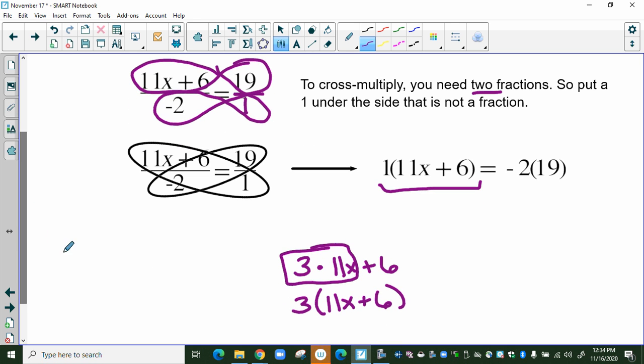I was looking at this problem right here. Let's say that this 1 was really a 3, and I had to do 3 times 11x plus 6. Well, if I use a dot, then I'm really only multiplying 3 times 11x, and then this plus 6 is tacked on the end. This is like an order of operations problem. And what I want is for 3 to multiply the whole thing. So whenever you see math, you're going to want to group it and then multiply. Okay, group it and then multiply.